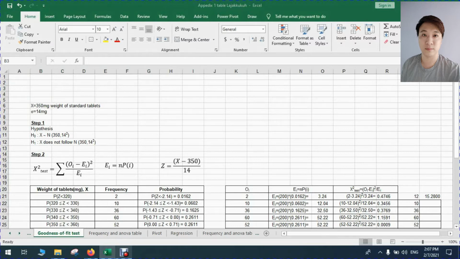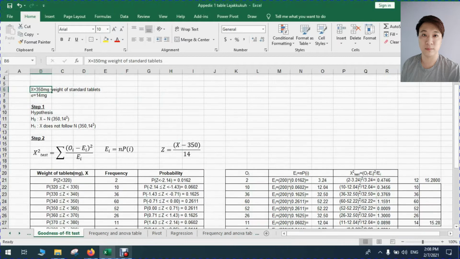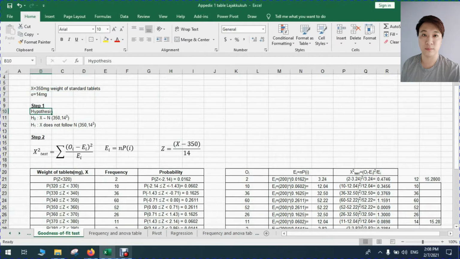And I will show question B for the assignment that I did for the goodness of fit test. And this is my table. And step 1, we do the hypothesis. As given, the weight of a standard tablet is 350, normal distribution, and the standard deviation is 40 milligrams.